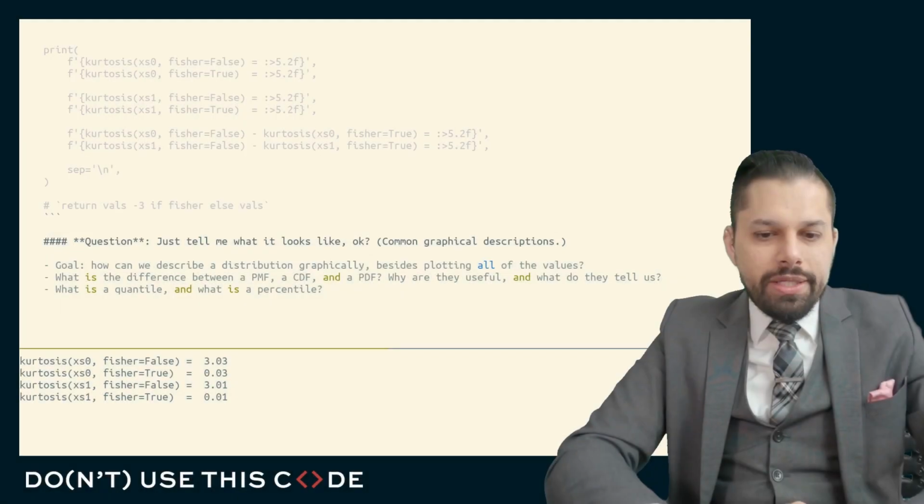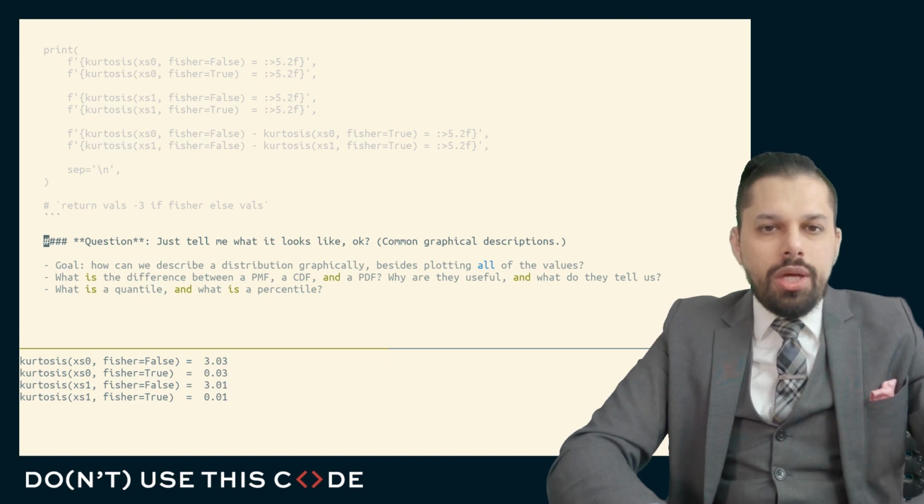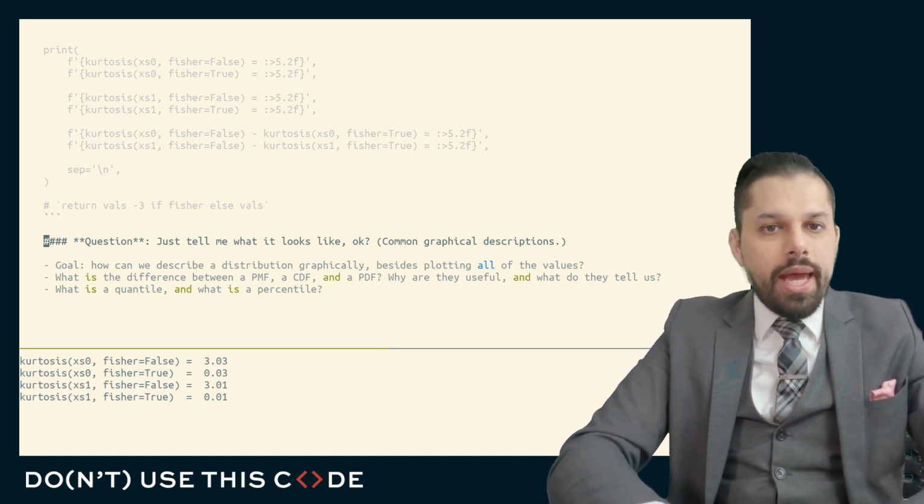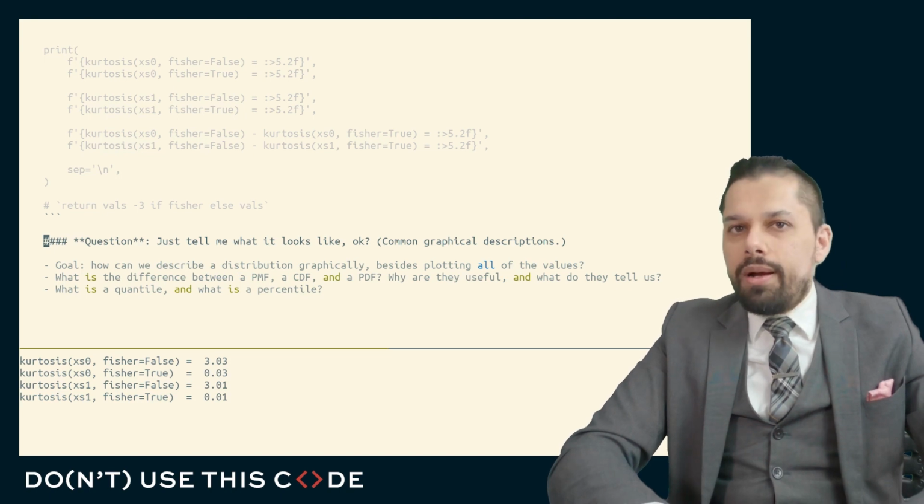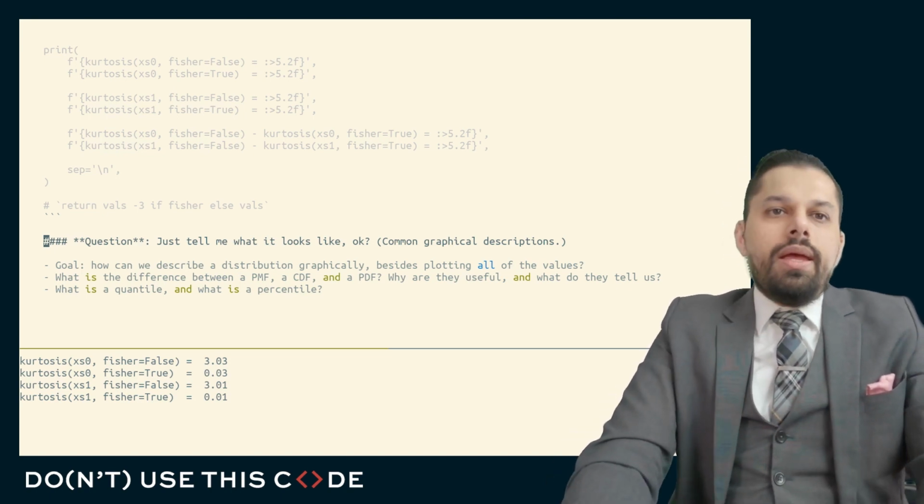Why don't we talk about what we might do if we needed to describe something about this distribution, but those four singular scalar values, our mean, standard deviation, or mean, variance, skew, and kurtosis, were not sufficient. And so, in our next question, just tell me what it looks like, okay? We're going to talk about common graphical descriptions of these data sets.